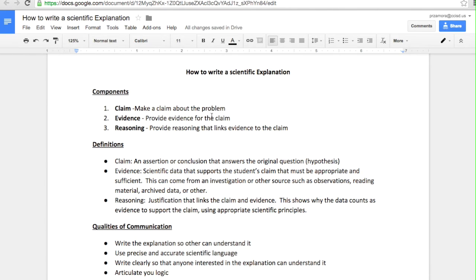It provides evidence for the claim. This would be the data you collected. And it provides reasoning that links evidence to the claim. This is where you describe why you got the data you got.